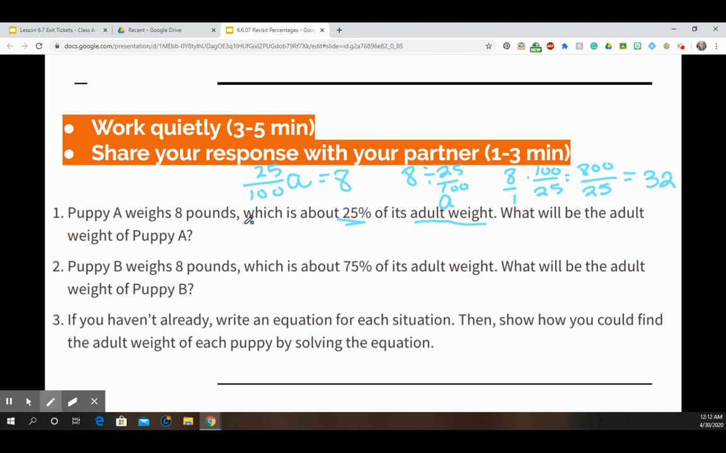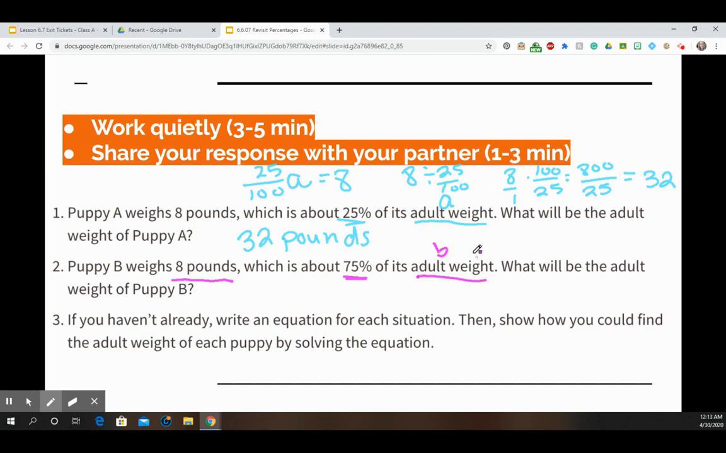32. So the adult weight of puppy A is 32 pounds. All right, so let's move on to puppy B. Puppy B weighs 8 pounds too, but that's 75% of its adult weight. So puppy B is going to end up being way smaller than puppy A. So I'm going to use a B for puppy B.